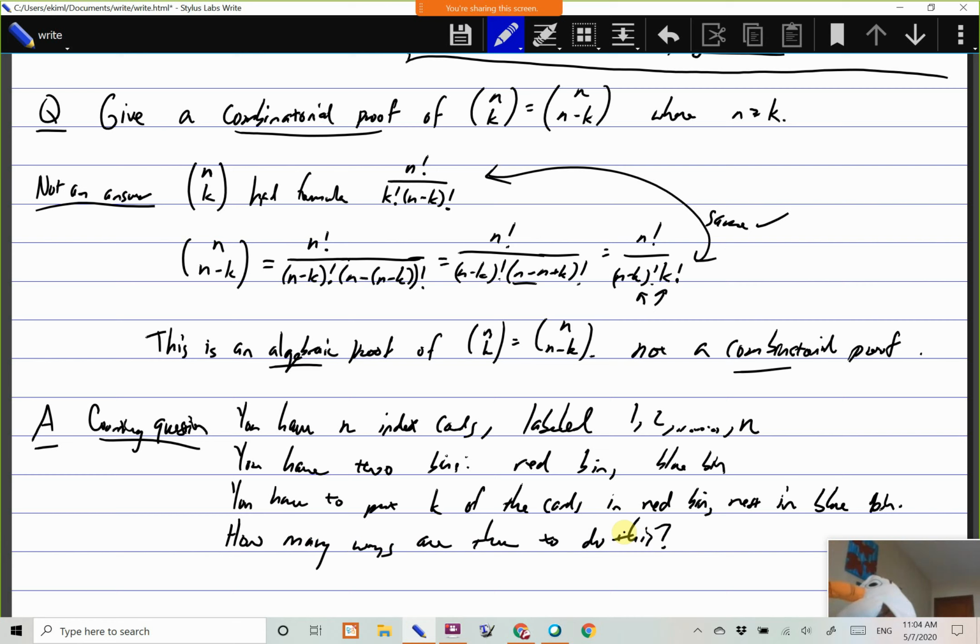So give a combinatorial proof. Oh my goodness, it's getting hot already. My glasses are fogging up. We're going to see how long this goes here.